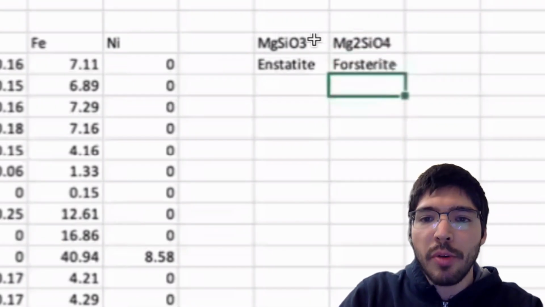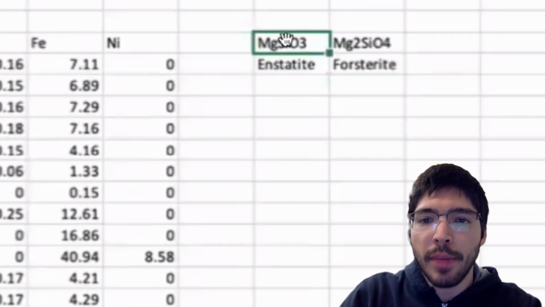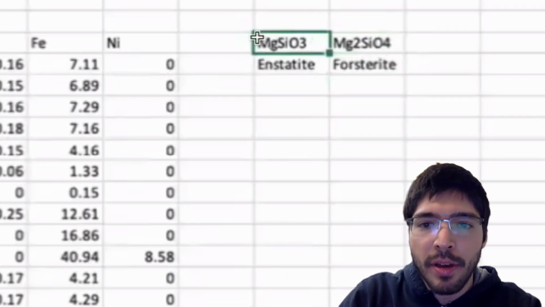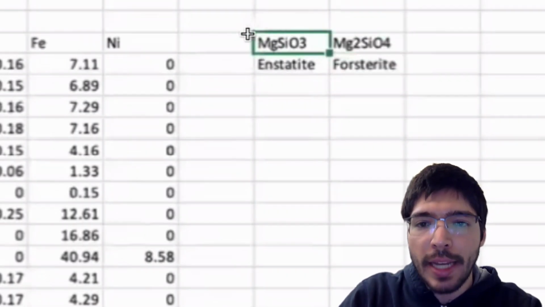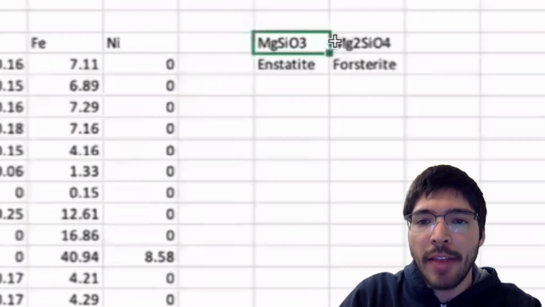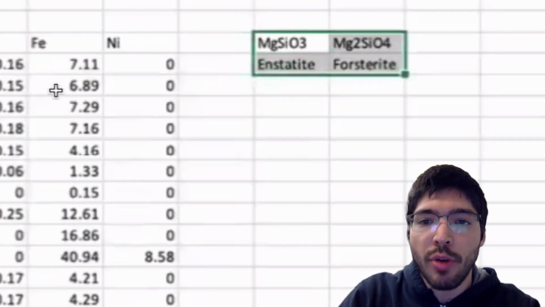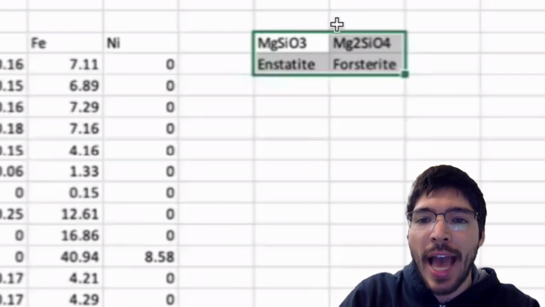In these chemical formulas, you'll notice that there are 3 oxygens in the pyroxene and 4 oxygens in the olivine. And when you add up the cations, which are the magnesium and the silicon, in a pyroxene you get a sum of 2, and in olivine you get a sum of 3. And whenever you collect data and you want to make sure you have a clean mineral phase, you want to make sure that you get cation sums that add up to what they should be.